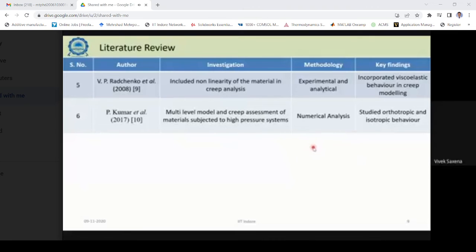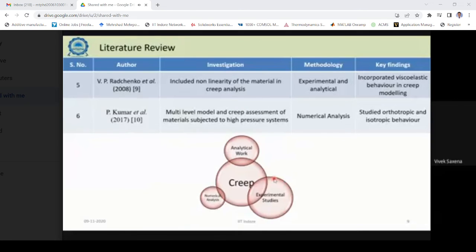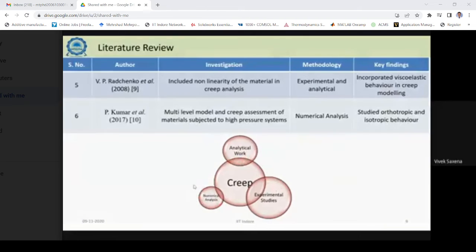So based on the literature review that I have done, I found that most of the studies are experimental studies. Analytical studies are a little fewer than experimental studies, and now numerical studies are also being carried out in this area.